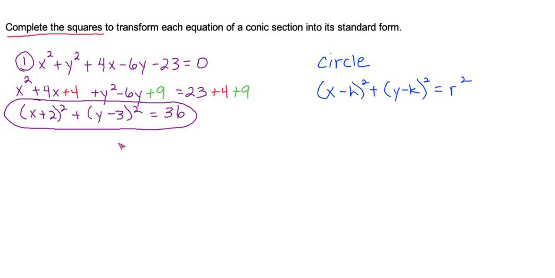So remember, we're completing the square by taking half of the coefficient of x, which is 4, and then we're squaring that to get 4. We took half of the negative 6 to get negative 3. We squared it to get 9.